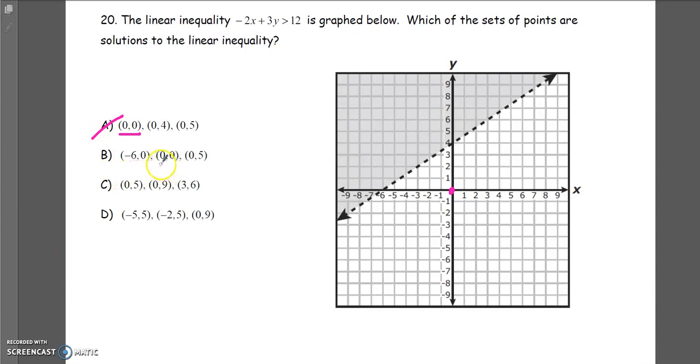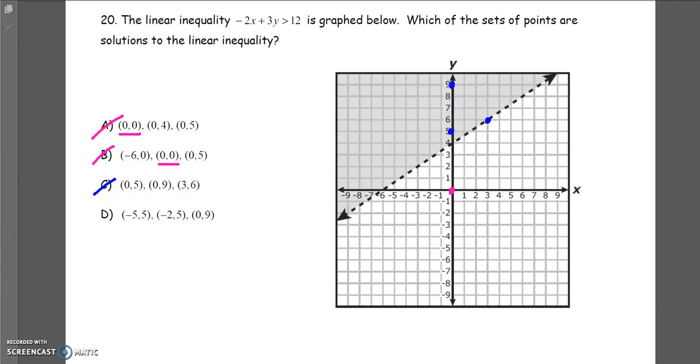If I look at B, I also have 0, 0, so that's not going to be here. So let's go to the next one. Let's do a different color. I've got 0, positive 5. That's in the solution. I've got 0, positive 9, that's in the solution, and then I have positive 3, positive 6, which is on the dashed line. If that was a solid line, that would be included, but because it's dashed, it's not.